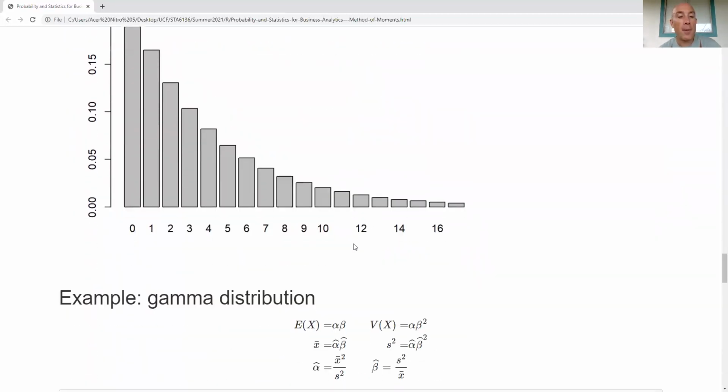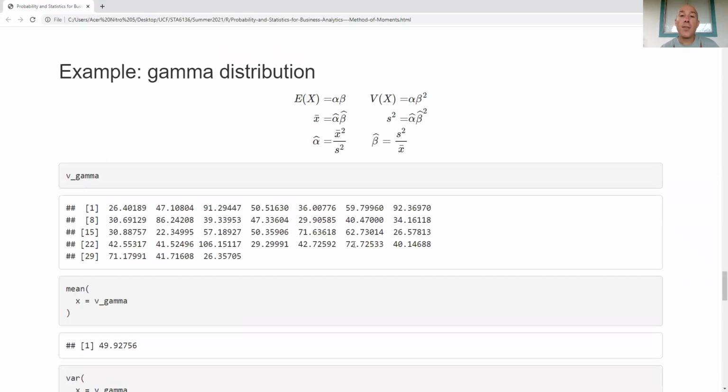All right, now let's kick it up a notch again. Let's look at the gamma distribution. For the gamma distribution, the expected value is alpha times beta, and the variance is alpha times beta squared. So I have these two equations. What I'm going to do is replace the expected value of x with the sample average, and replace the variance of x with the sample variance.